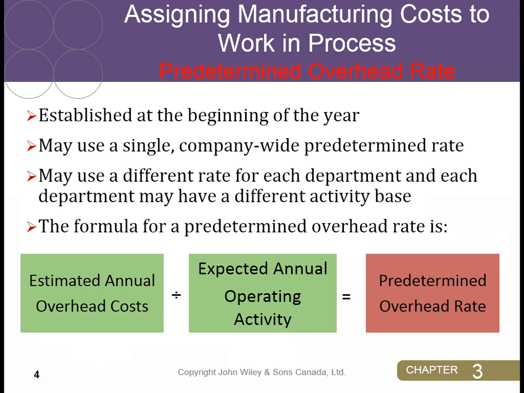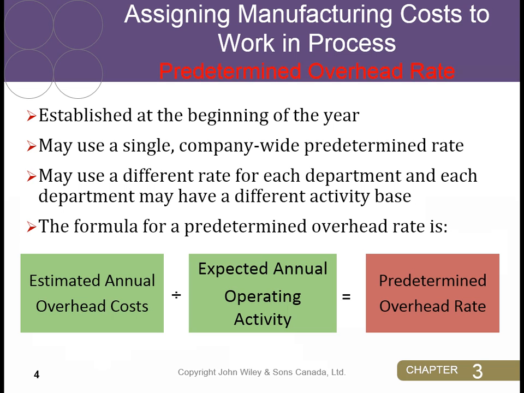Okay? But always remind yourself, when you calculate this number, estimated overhead divided by the estimated activity driver, and you get a number, remind yourself what it is. Is it $100 per machine hour? Is it $100 per direct labor hour? If you're doing direct labor cost, it's going to be based on a percentage. So it's going to be 160% of direct labor cost, right? But it makes sense to write that out just so that you don't confuse yourself as you're working through the questions, okay?